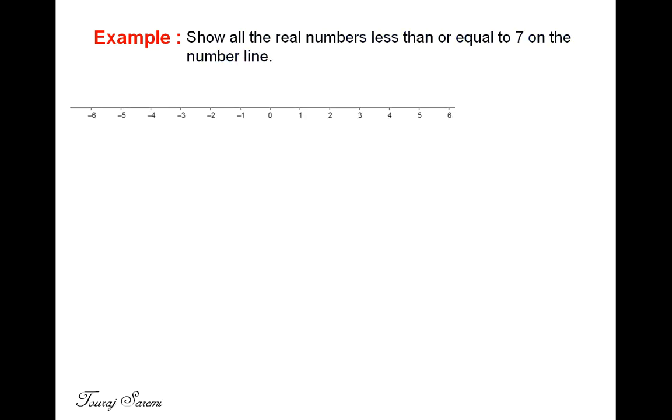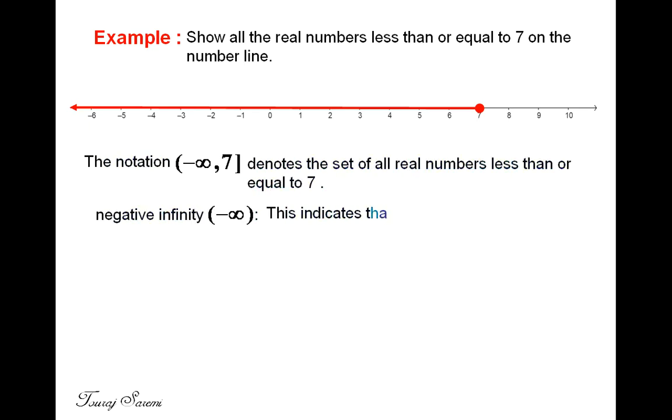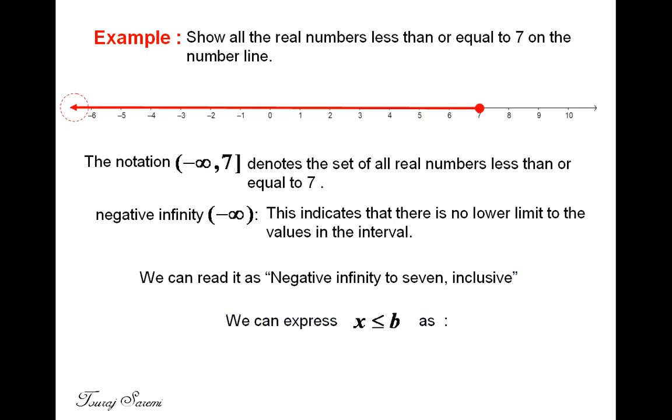Example. Show all the real numbers less than or equal to 7 on the number line. The notation denotes the set of all real numbers less than or equal to 7. Negative infinity indicates that there is no lower limit to the values in the interval. We can read it as negative infinity to 7, inclusive. We can express x less than or equal to b as negative infinity to b, inclusive.